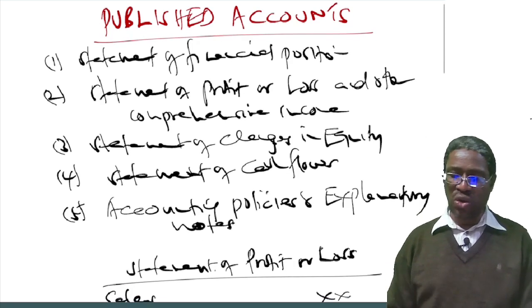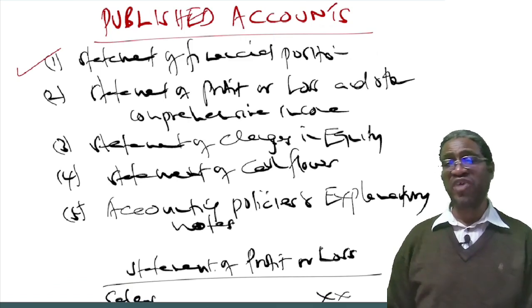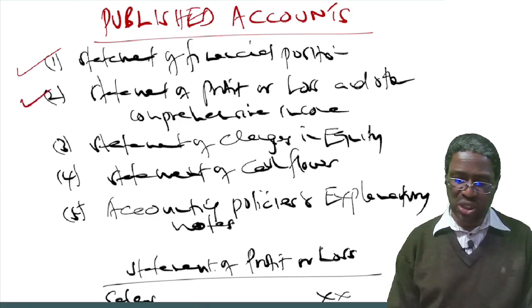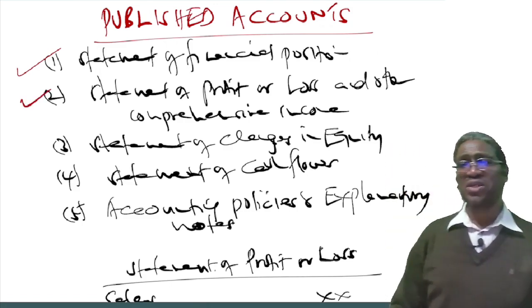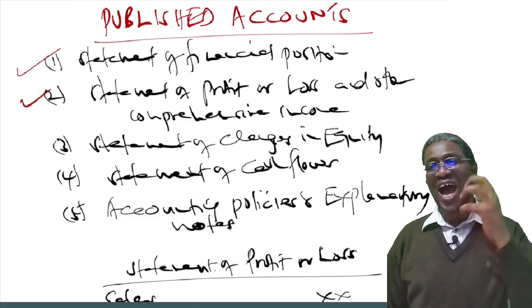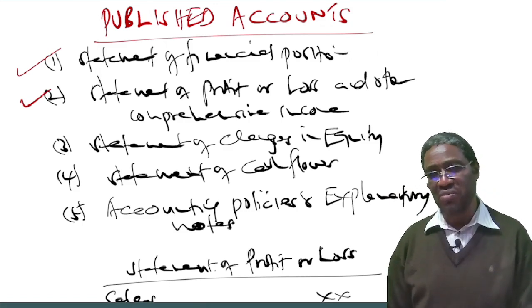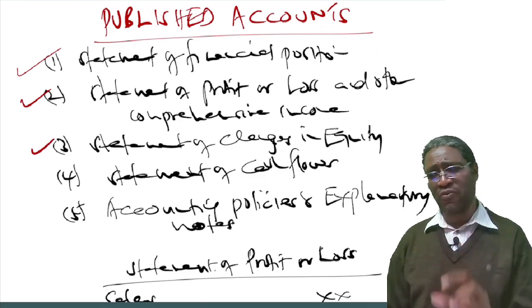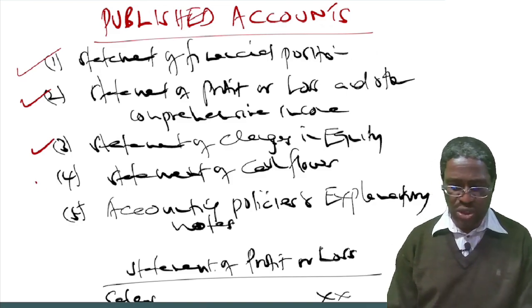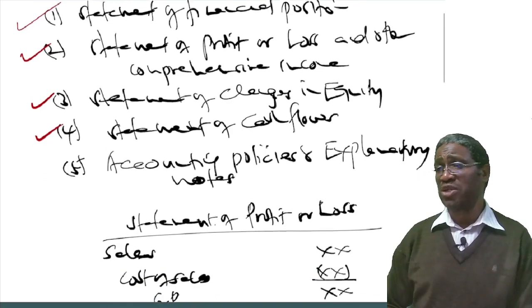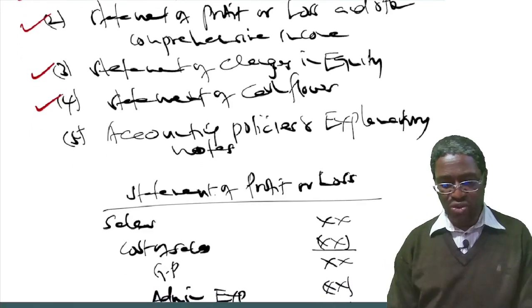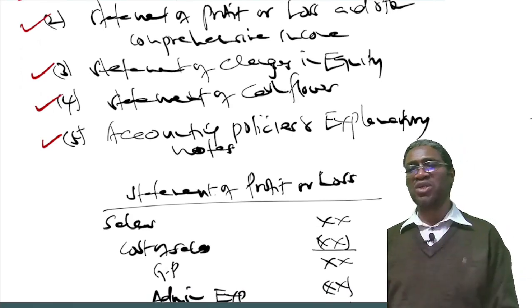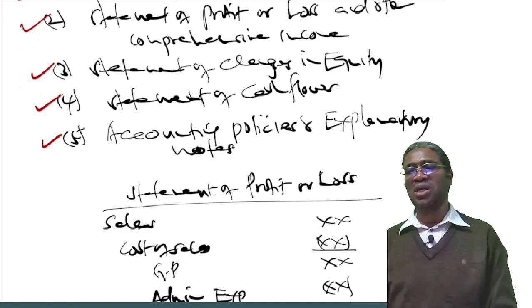One is what we were calling a statement of financial position, which we were calling the same as balance sheet. Number 2, you're supposed also to include a statement of profit or loss and other comprehensive incomes. 3, you're also supposed to include what we were calling statement of changes in equity. Number 4, you are supposed to include a statement of cash flows. And number 5, you are supposed to include a statement of accounting policies and explanatory notes.